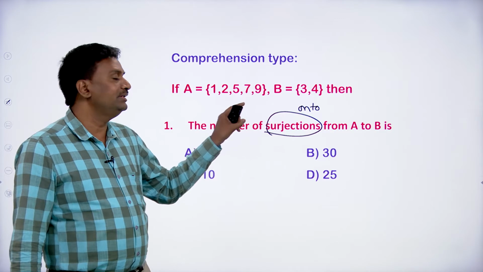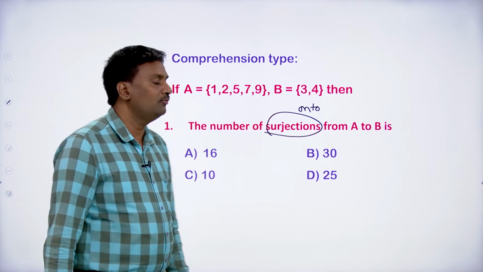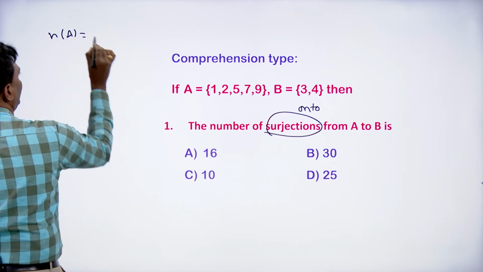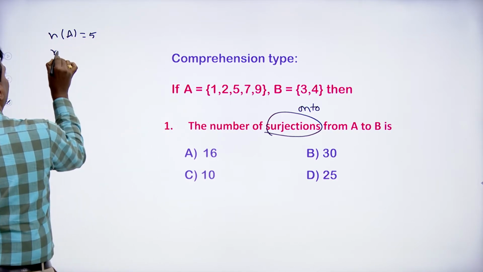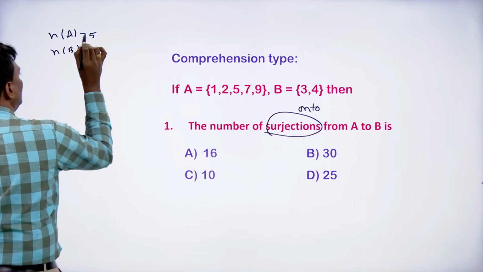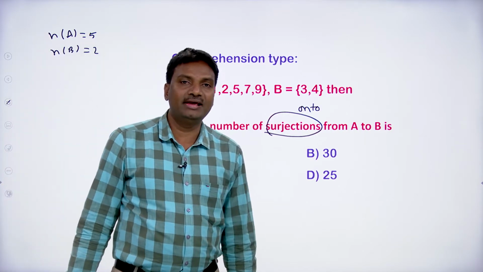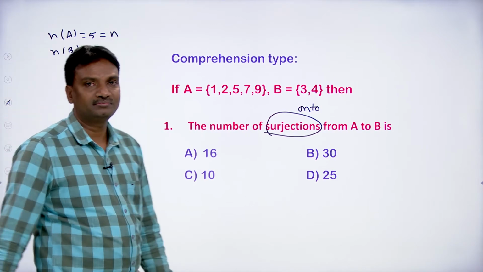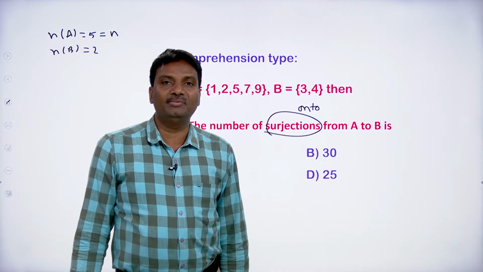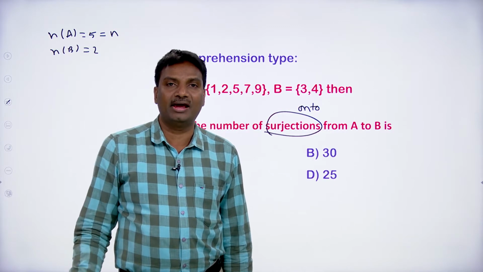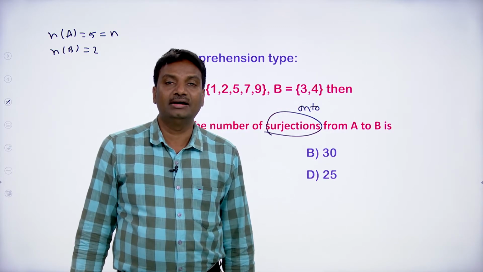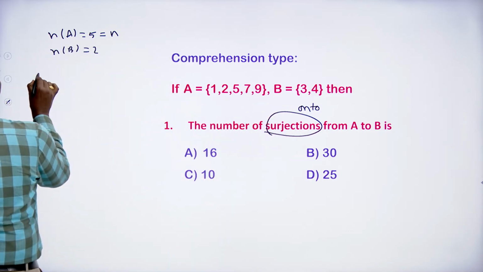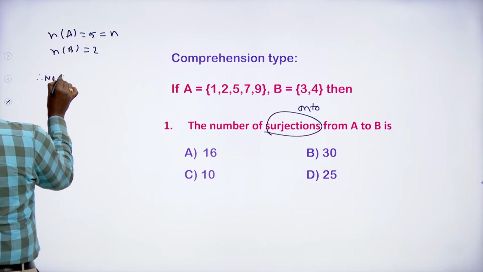Here the number of elements in A is 1, 2, 3, 4, 5. So we can take 5 elements. So n of A, the number of elements in A, equal to 5 and the number of elements in B is 2 only. If we suppose that this is some n, we know the number of surjections from A to B is 2 power n minus 2. The number of surjections defined from A to B. Surjection is nothing but onto function. Therefore, number of surjections.